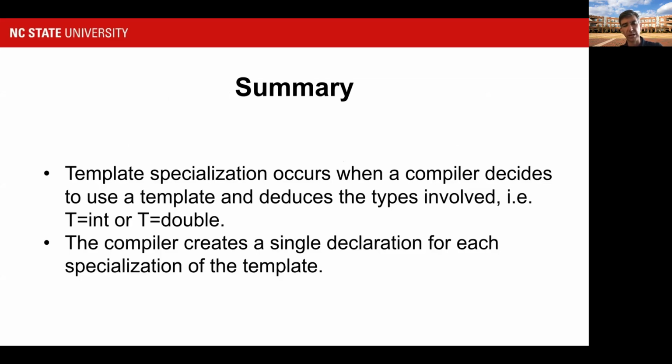Okay, so in summary, template specialization occurs when a compiler decides to use a template and deduces the types involved. In the case we looked at here, we deduced that T should be equal to int in one case and that T should be equal to double in the other case. Okay, the compiler creates a single declaration for each specialization of the template. And then each of those specializations become part of our program. So we actually have two max functions in the program that I showed you. But fortunately, we got that from one template, from one pattern.